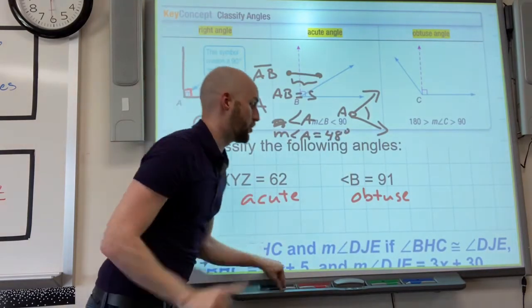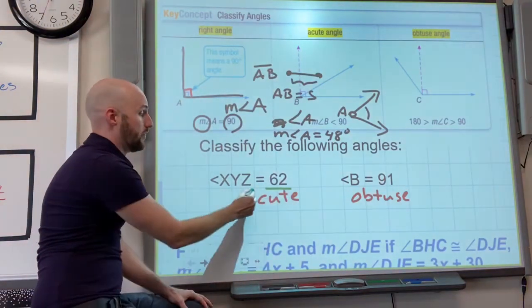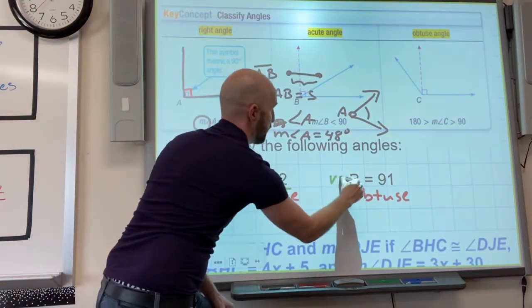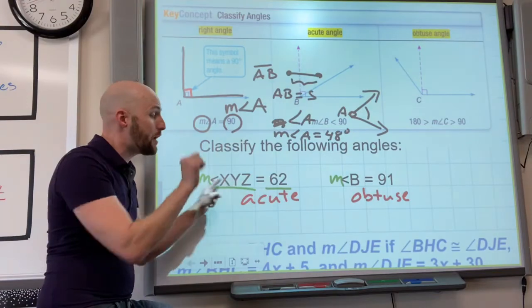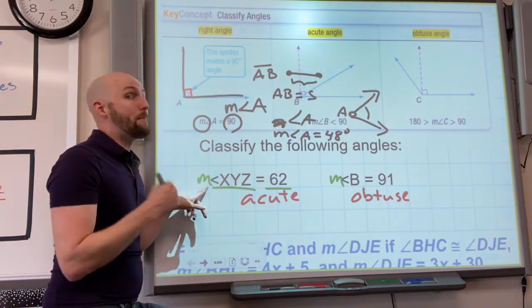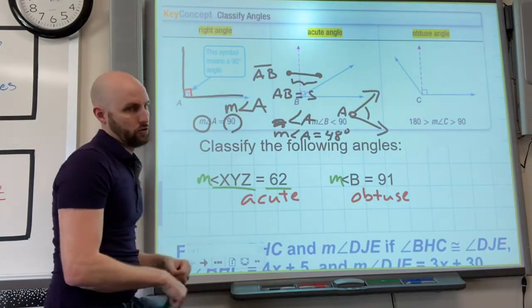So why I just noticed that is this is a degree amount. That is not the right way to write this. This should say measure of, if we're talking about the value. Otherwise, I'm saying the ink on the sheet of paper is the number 62. No. The amount that the ink on the sheet of paper is opened is 62 degrees.